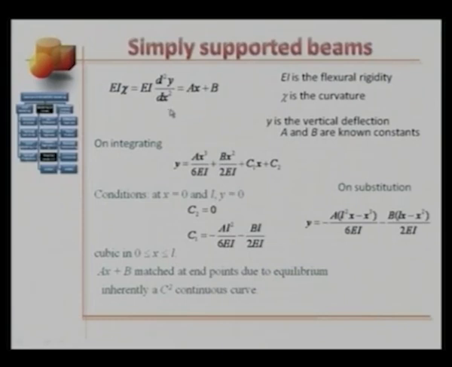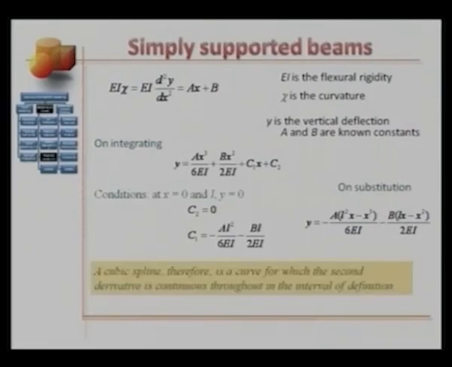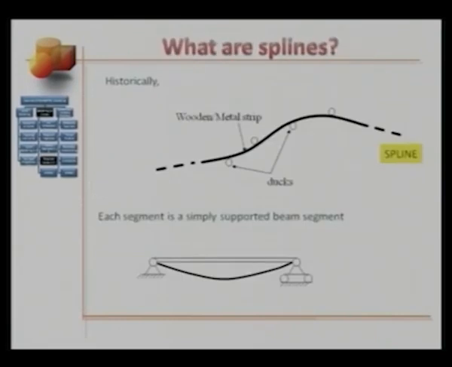If we go back and try to differentiate this the third time, d3y over dx cubed will be equal to a, and this value a will be different across different contiguous simply supported segments. What do we note now? We can comment on what we are going to term as a cubic spline. A cubic spline is a curve for which the second derivative is continuous throughout the interval of definition. Let's go back to this figure here.